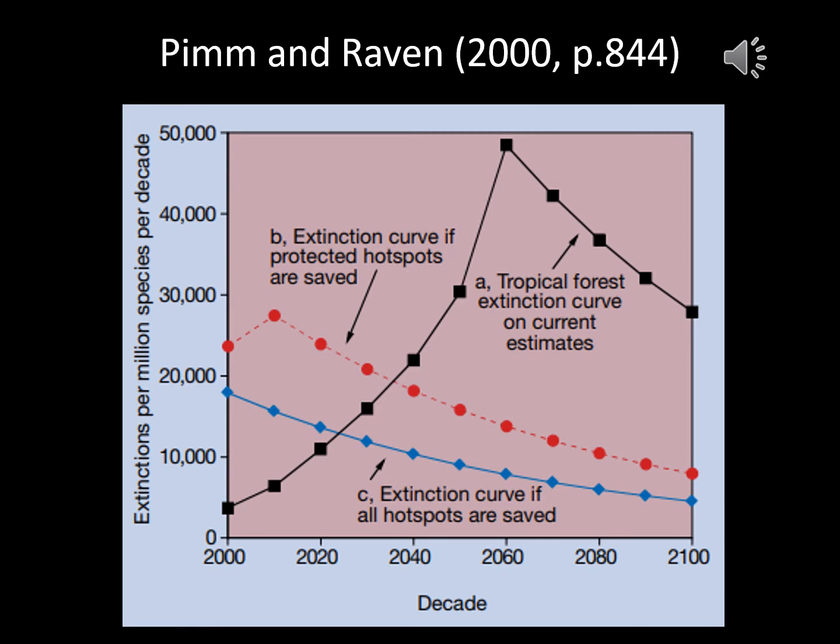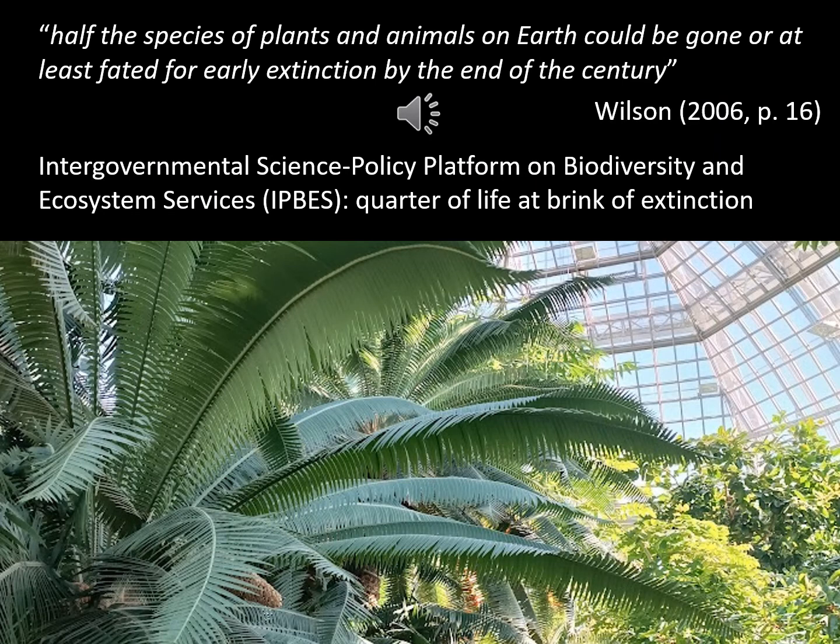Moreover, their analysis suggested that there is an extinction debt, that is, applying the species area relationship to individual hotspots gives the prediction that 18% of all species will eventually become extinct if all of the remaining habitats within the hotspot were quickly protected. If current patterns of human destruction continue unchanged, Wilson fears that half the species of plants and animals on Earth could be gone or at least fated for early extinction by the end of the century.